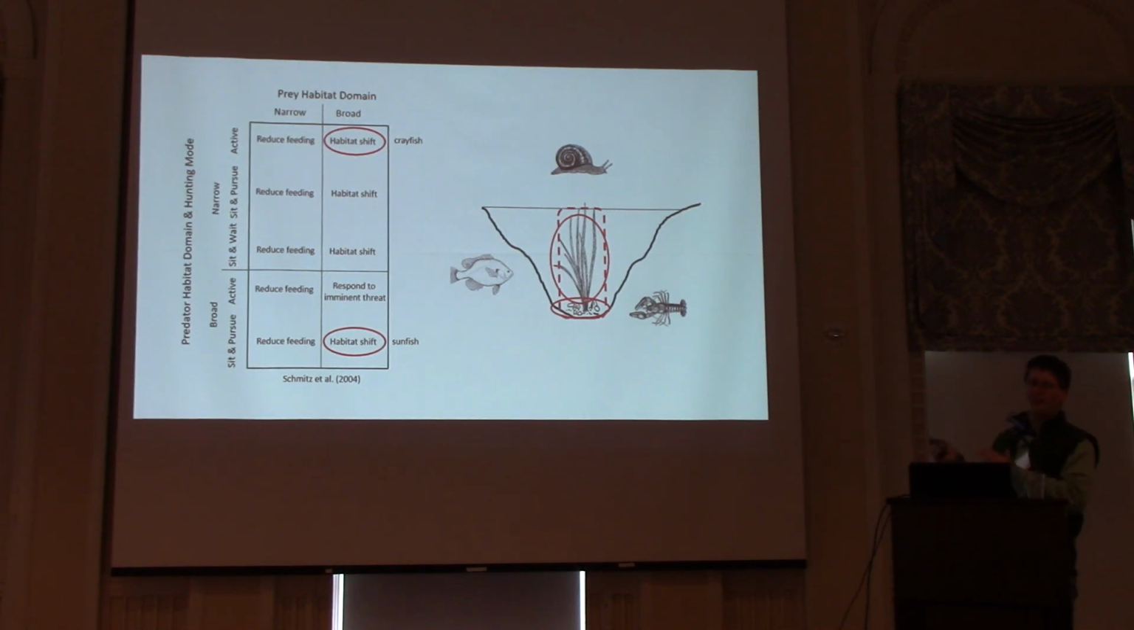And it turns out there's a very large body of literature that shows that snails do exactly this. You put them in a tank with crayfish, and they all climb up the walls or up the vegetation. You put them in a tank with bluegills, and they all go under the bottom into the leaf litter. Some caveats: different kinds of snails respond a little bit differently, but there does seem to be a large response in this sort of shift.